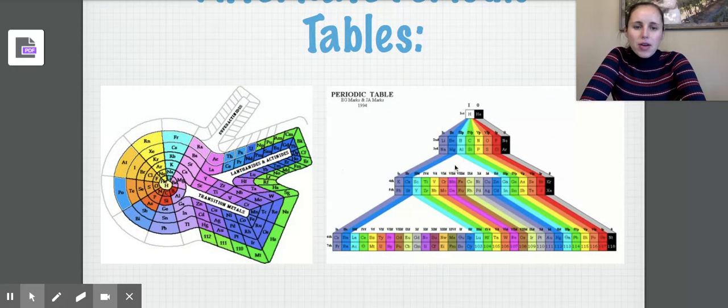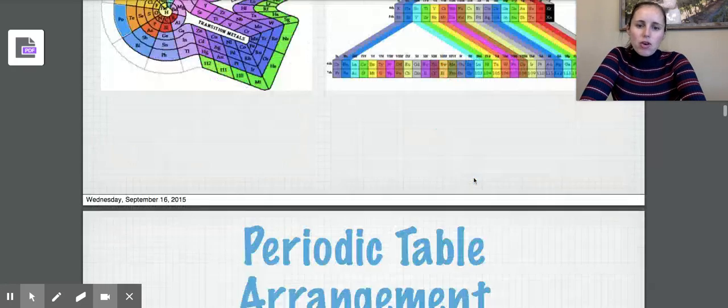Another alternate periodic table is here. It's more organized by levels. So again, you can actually see the different energy levels as we go through. This helps a little bit with electron configuration, which we study in grade 12, but again, not incredibly easy to read.